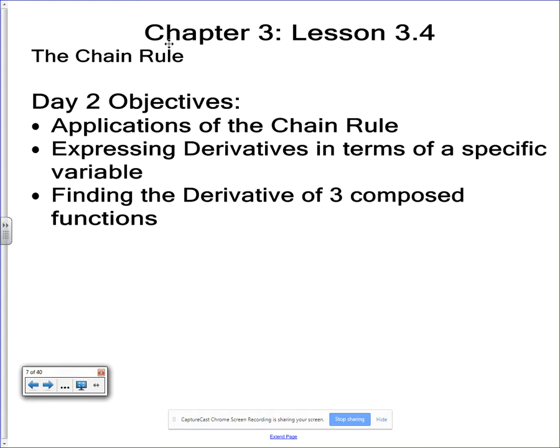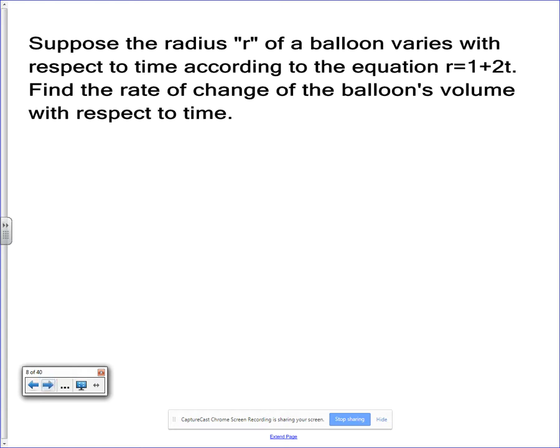I'm going to throw a little bit of a wrinkle in. Everything we've been doing has been in terms of x. We might throw in another variable today. So let's see how this goes. Day 2 on chain rule. First thing I have is an application for you. Go ahead and read it.